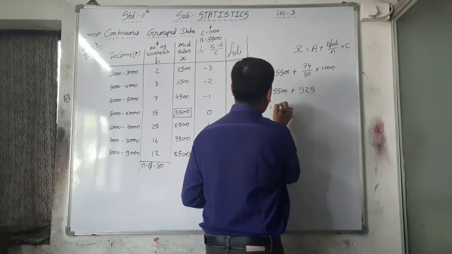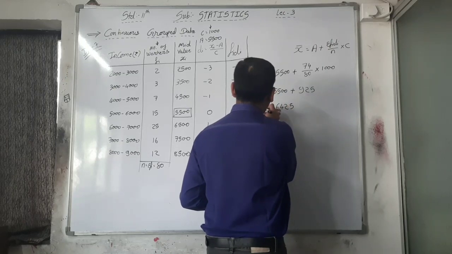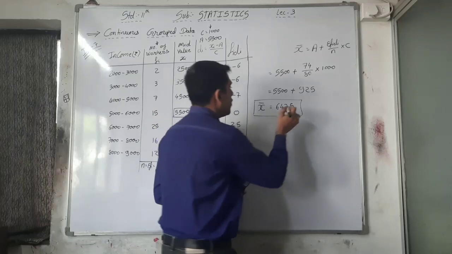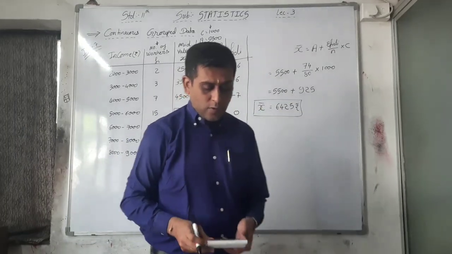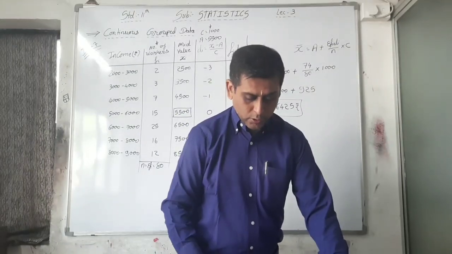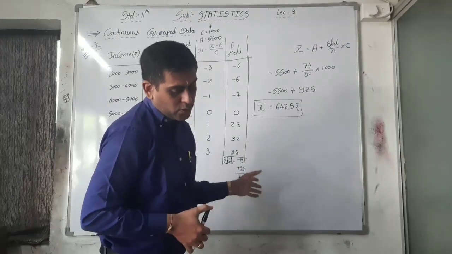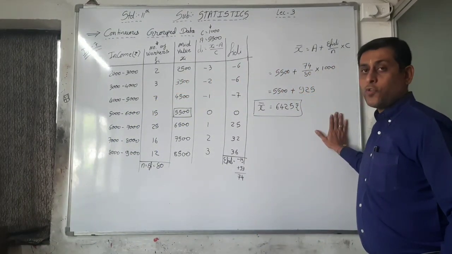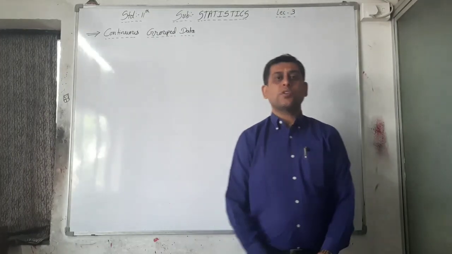So here your answer is 6425. Your average income of the workers, that is the mean income of the workers, is 6425. Okay, so you have to write that first of all. Thus the mean income of these workers is 6425. So first of all write this down. Okay, that completes illustration number 7.